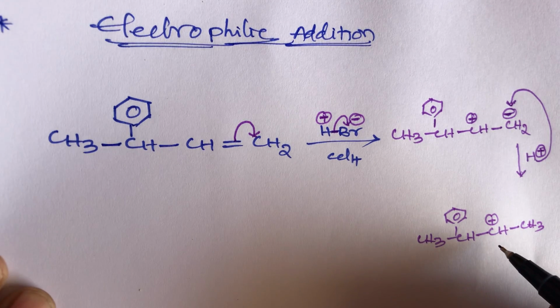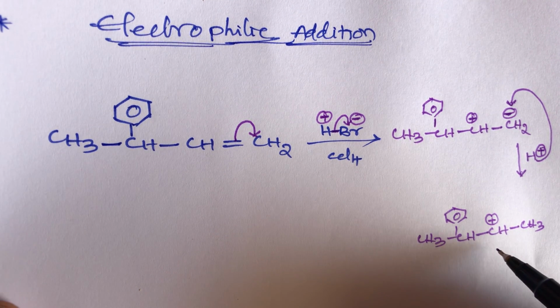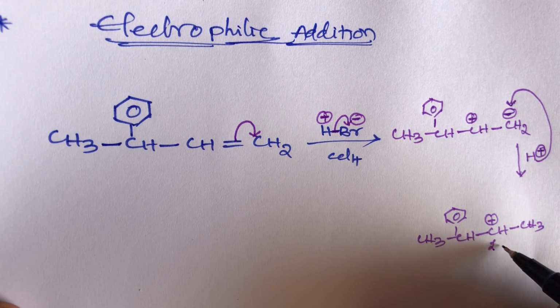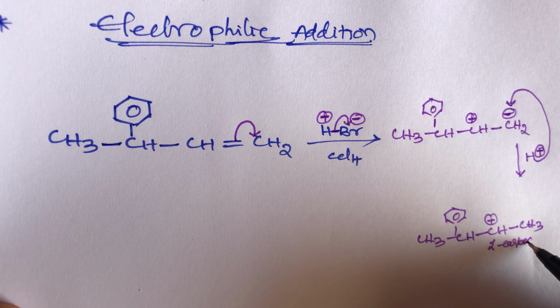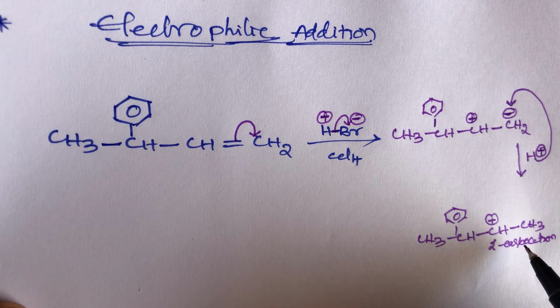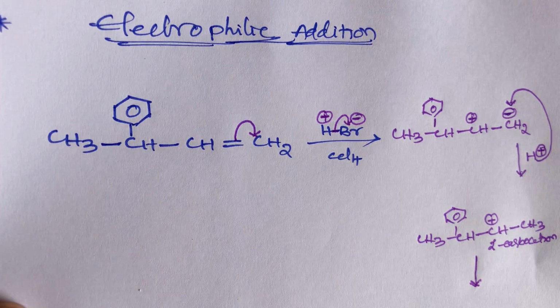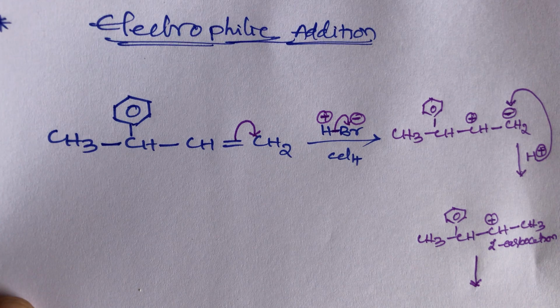This is the intermediate carbocation that is formed. The positive charge is present on a secondary carbon, so it is called a secondary carbocation. It is a stable intermediate carbocation that is formed. After that, what to do, students? Here this Br minus is left. This Br minus is called the nucleophile.